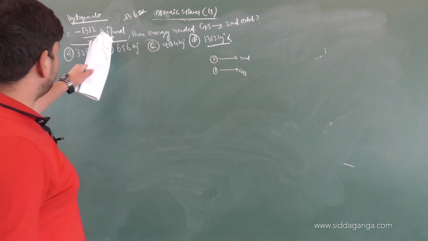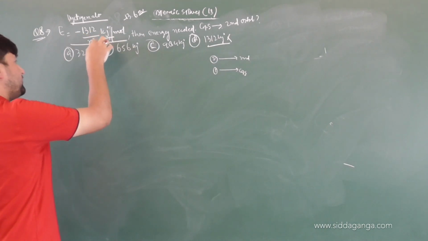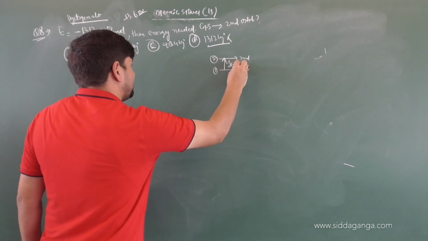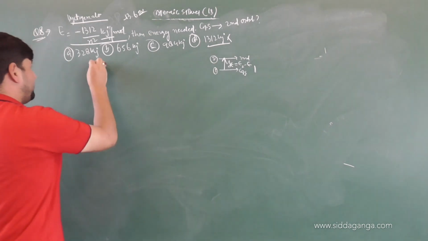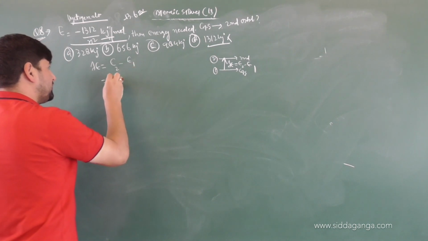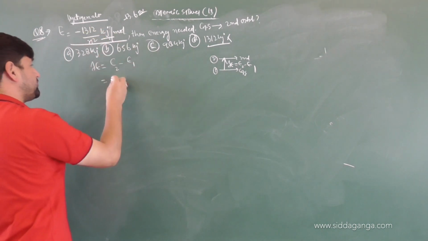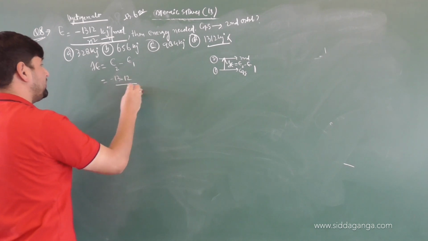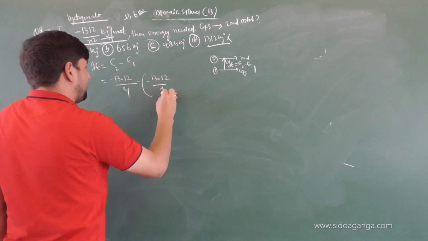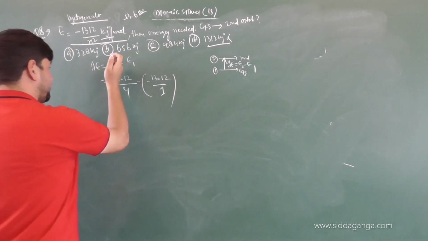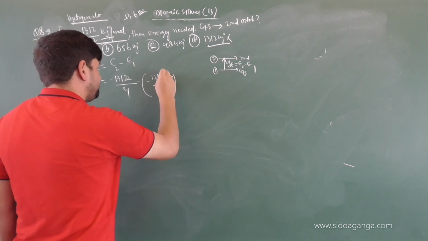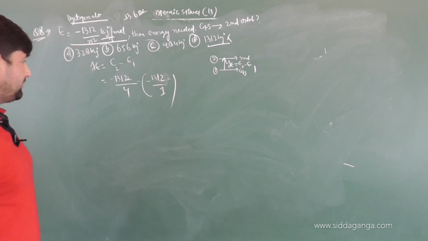So for hydrogen, the energy in the ground state is given by minus 1312. So the energy required for excitation from E1 to E2 will be delta E, that is E2 minus E1. So the energy difference delta E will be equal to what? Energy state 2 minus energy state 1. So it will be minus 1312 divided by 4 minus of minus 1312 divided by 1. Clear? Solve it out, children.